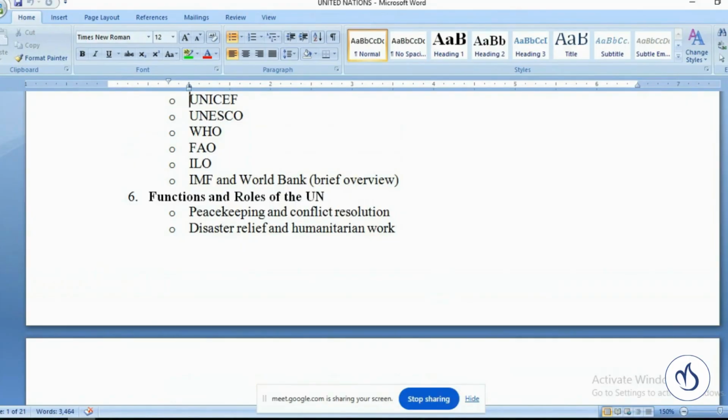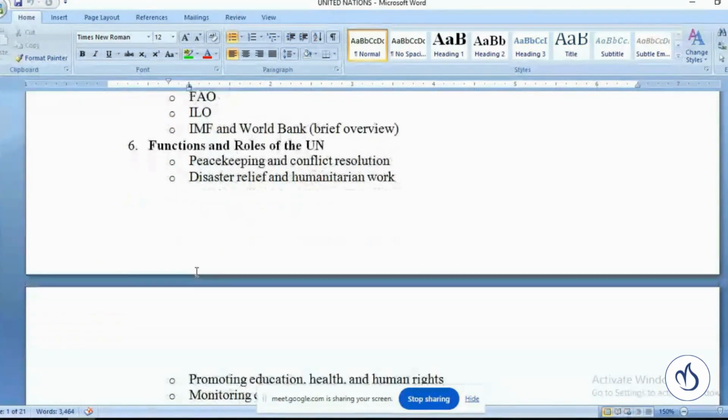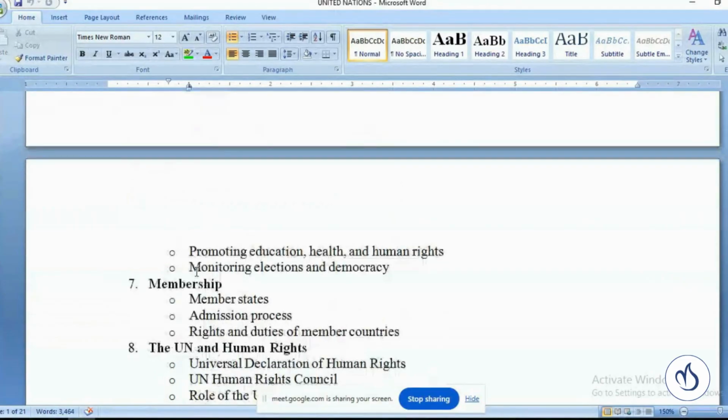One of the roles of the UN, I want to just introduce it first, and we go to the main issues: peacekeeping and conflict resolution, disaster relief. There's what we call promoting education. For example, under UNESCO, it promotes education, health, and human rights.